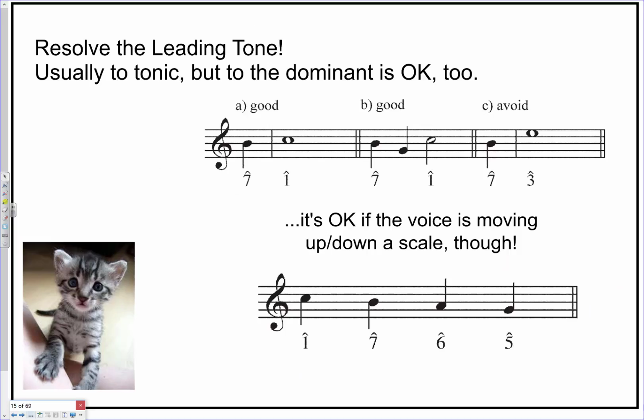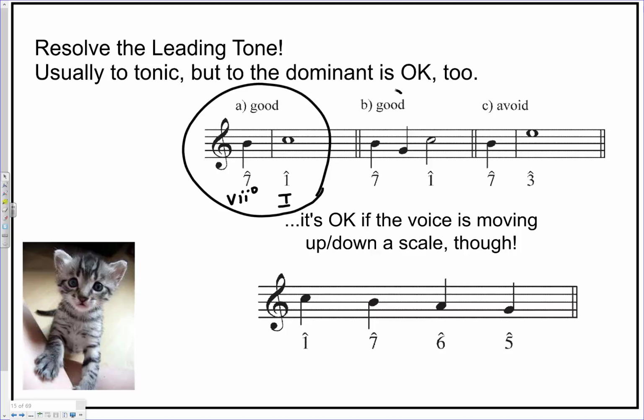Let's talk about resolving the leading tone. Remember, the leading tone likes to travel to tonic, so it's mainly going to resolve to the tonic, but it can also resolve to the dominant. In example A here, this is a good way to resolve the leading tone when we go from the 7th scale degree to the 1. Like we're in a 7 diminished triad going to, let's say, major 1, like for the key of C.